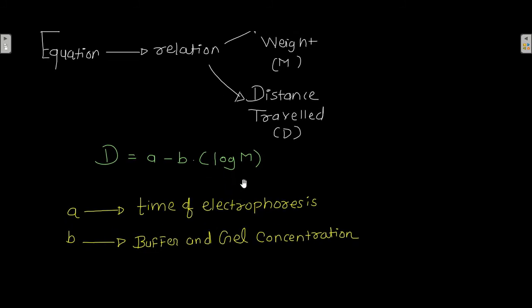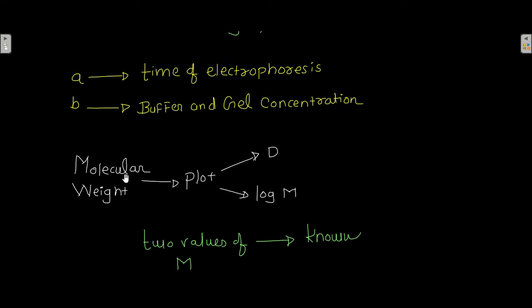By using this equation, you can determine the molecular weight of a particular DNA molecule in the band. So the molecular weight can be obtained from the plot of D versus log M, as long as at least two values of M are known.